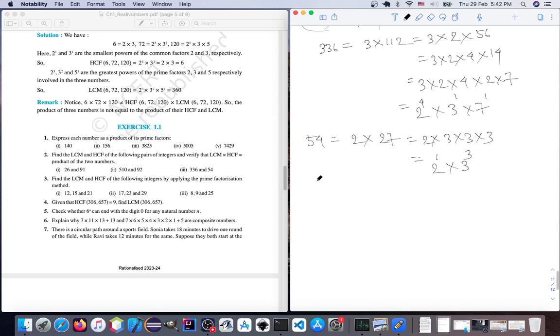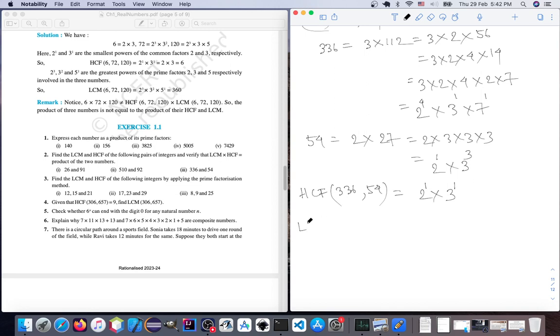So what is HCF of 336 and 54? We first write down the common factors. The common factors are 2 and 3. Now, about the powers, we take the smallest power. So, between 4 and 1, 1 is the smallest power. So, 1. For 3, it is also 1.